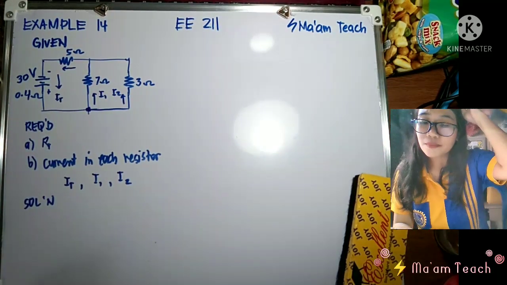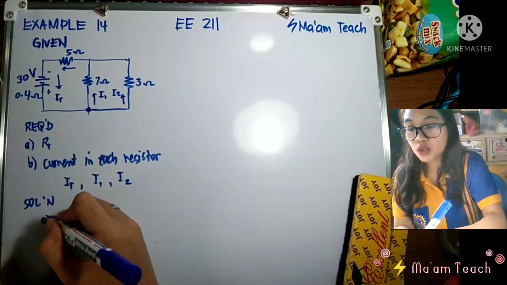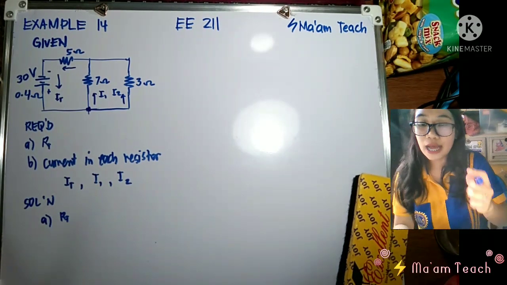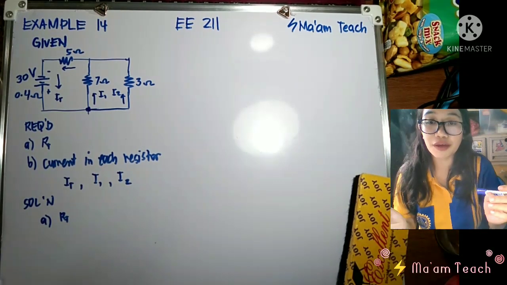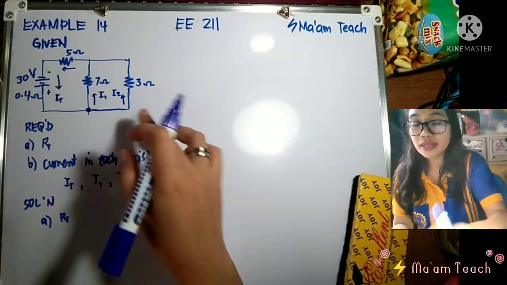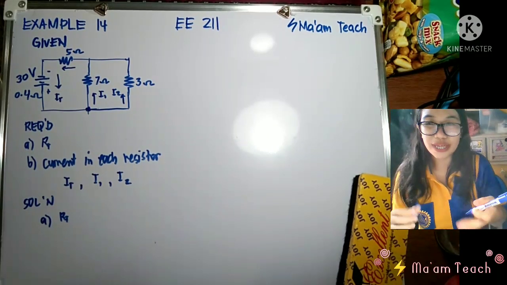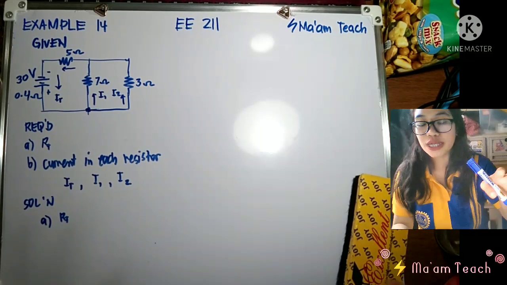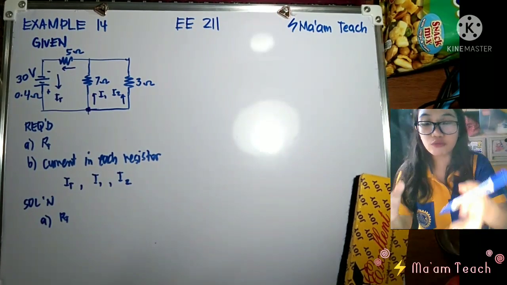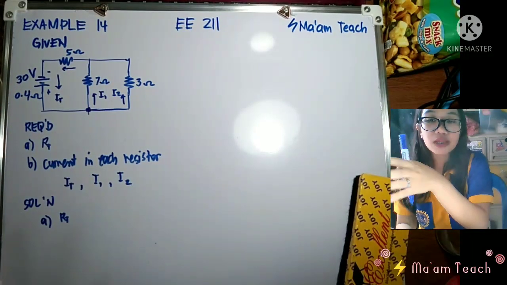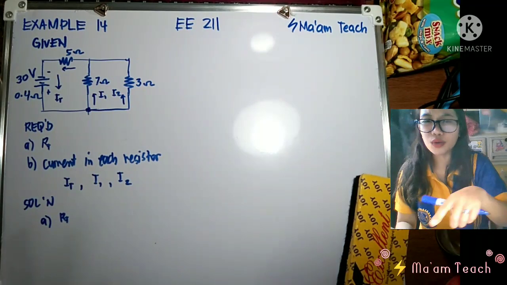Okay, so from that, let us first simplify. Let us first solve for letter A, which is the total resistance. Now, in order for us, class, to solve for the total resistance or the equivalent resistance, we have to simplify our circuit, which means that we have to simplify from the innermost part of the circuit, which is this one. This is the innermost part. So you have to combine it first before going here at the outside part, which is the one in the source.